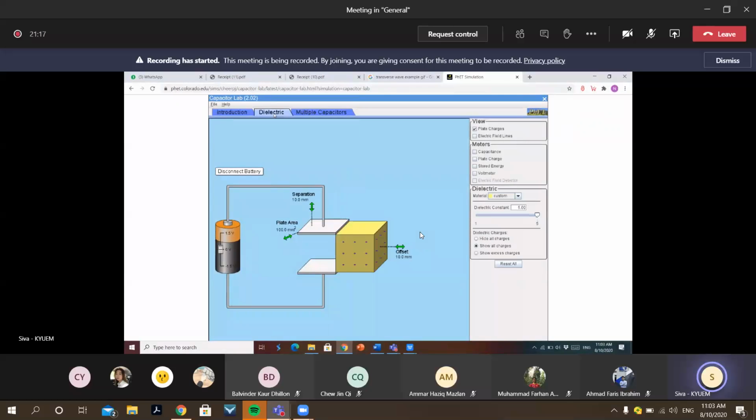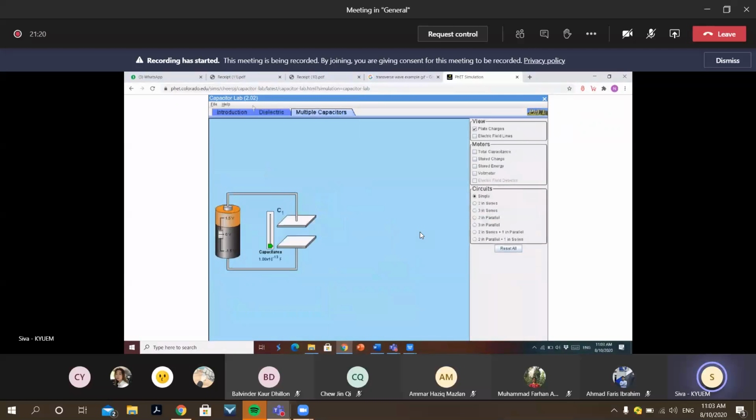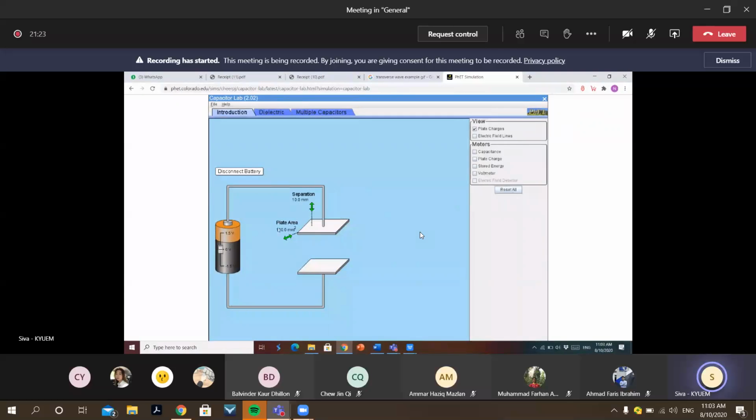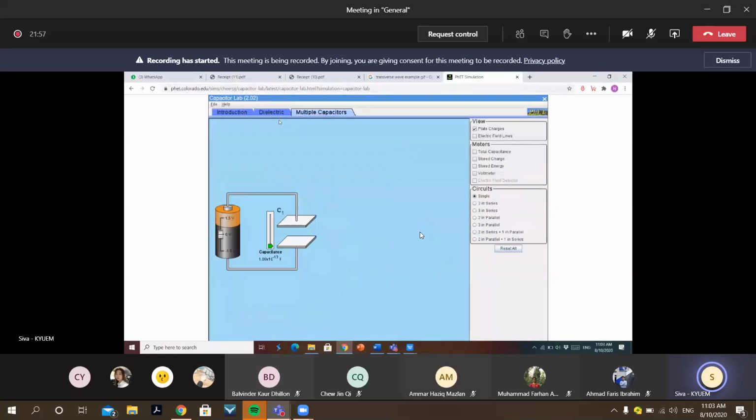Dielectric. Multiple capacitors, whatever. Let me just do the introduction first. The top plate is charged 1.5. Electric field lines are like this. Let's go for dielectric. What's the meaning of dielectric? Dielectric is just an insulator. The insulator will prevent the charges from moving between them. We don't really discuss much about dielectric, so I don't want to show you much on it.